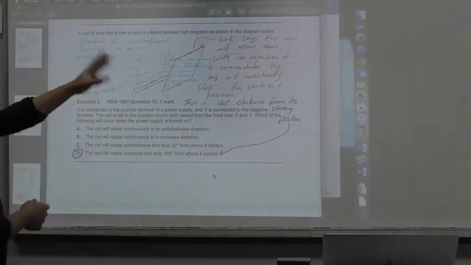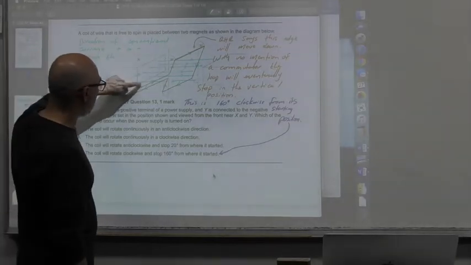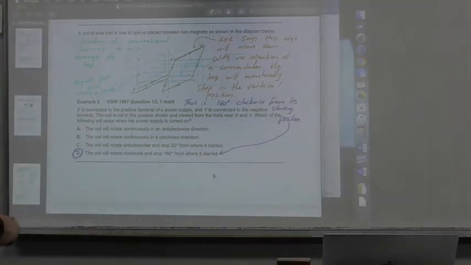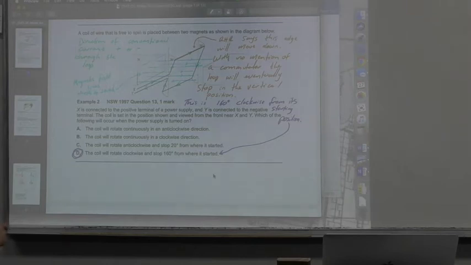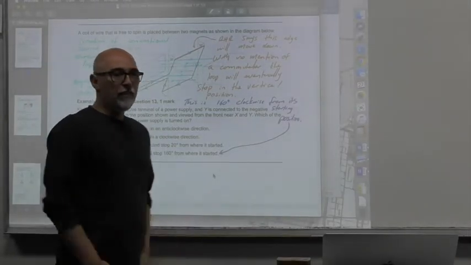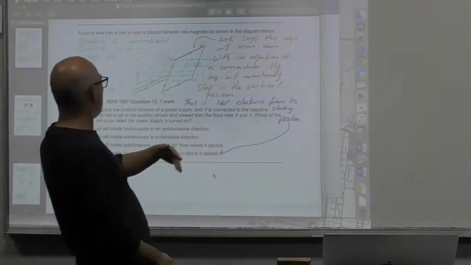So, the coil of wire is free to spin, okay? X is connected to the positive terminal. So, X is the top line, and Y is obviously connected to the negative terminal. All right, so X is connected to the positive on the power supply, Y is connected to the negative terminal. The coil is set in the position shown and viewed from the front near X and Y, so viewed from here, which of the following will occur when the power supply is turned on? So you look at this wire, right? You can see the force will be either up or down, but a component, because it's skewed at 20 degrees.